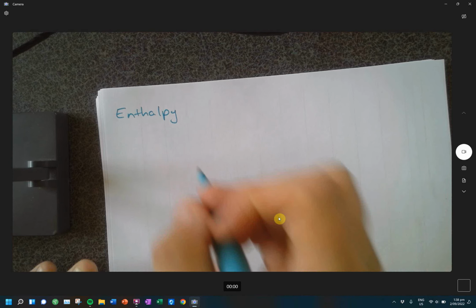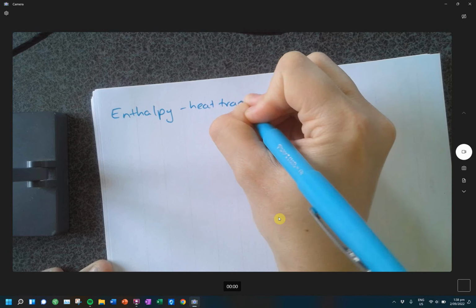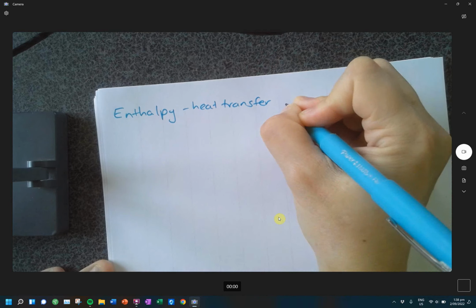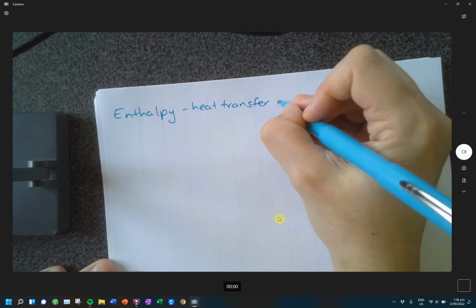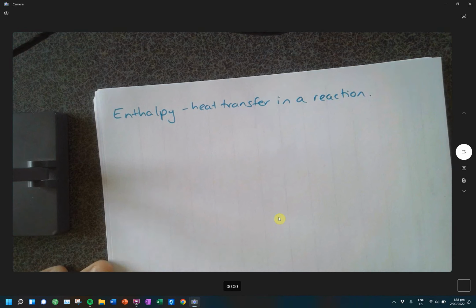So when we're talking about enthalpy, what do you guys remember from that? What is enthalpy? The release of heat. Not just the release of heat, but also absorption. Yeah. So this here is talking about the heat transfer in a chemical reaction. So heat transfer in a reaction.